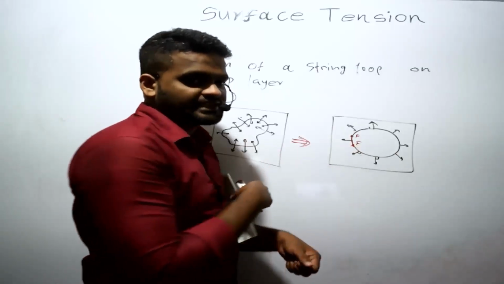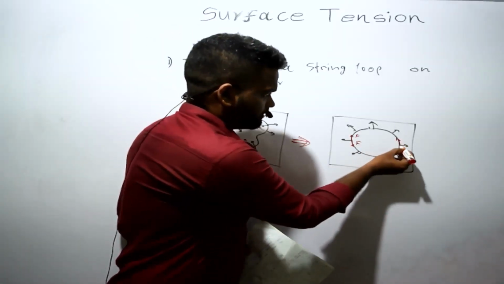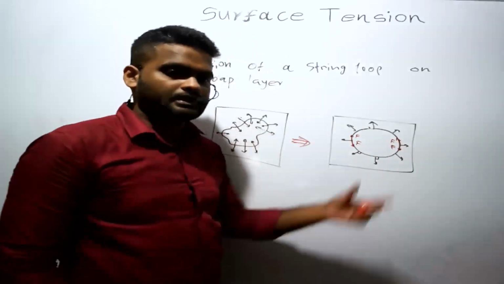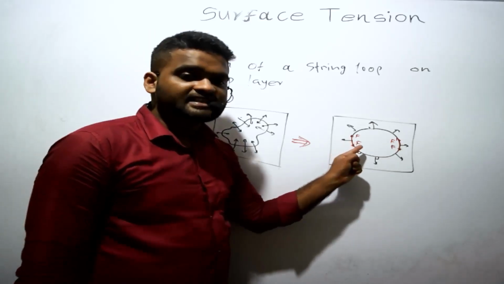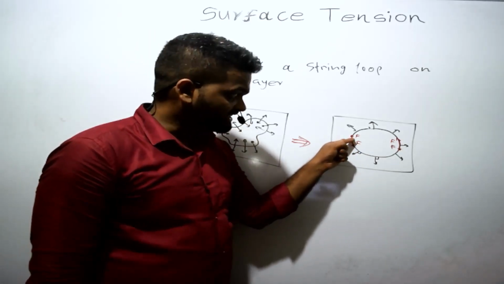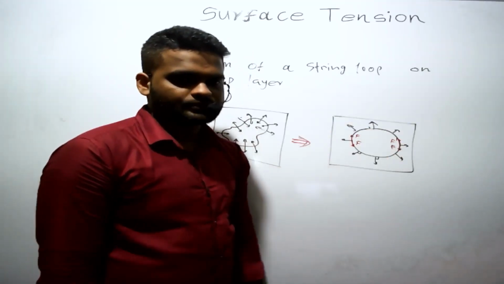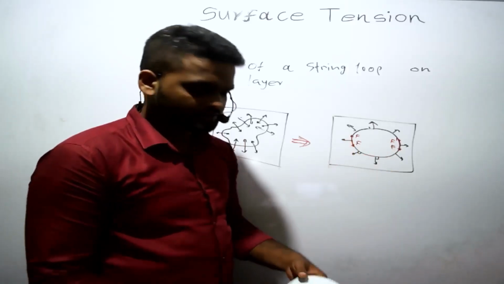Here, let's say capital F, everywhere, all over the string. These are not surface tension, right? Surface tension is over the layer. These are tension inside the string. Write F as well.